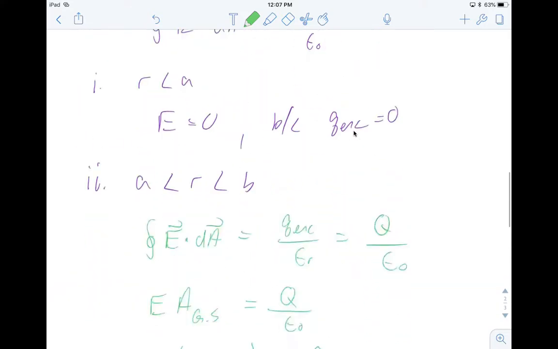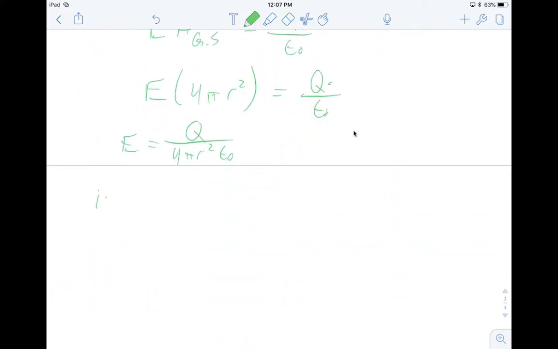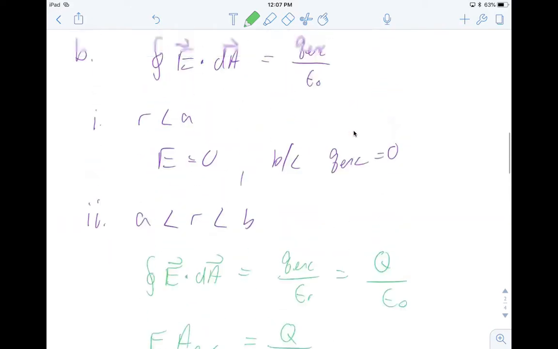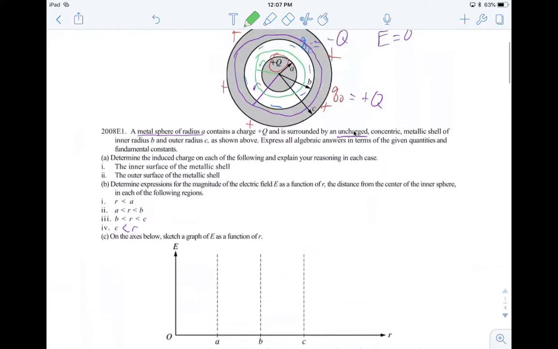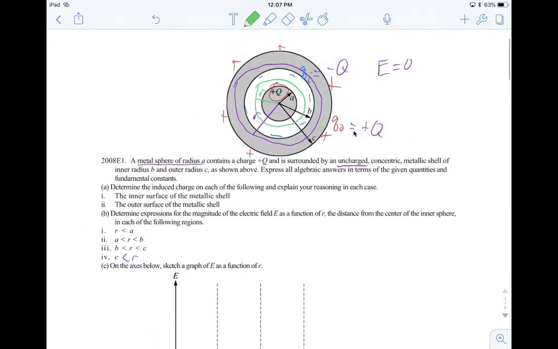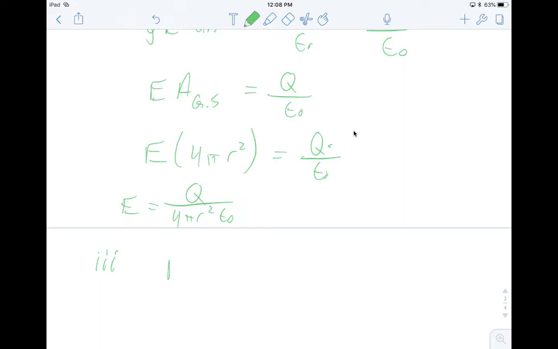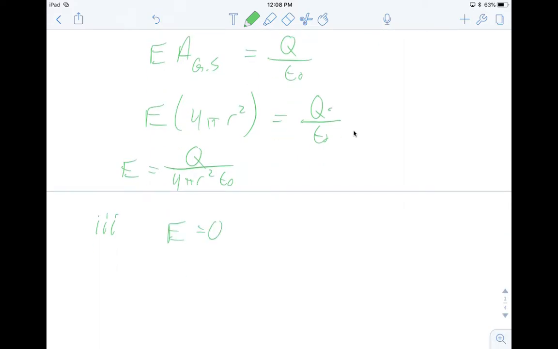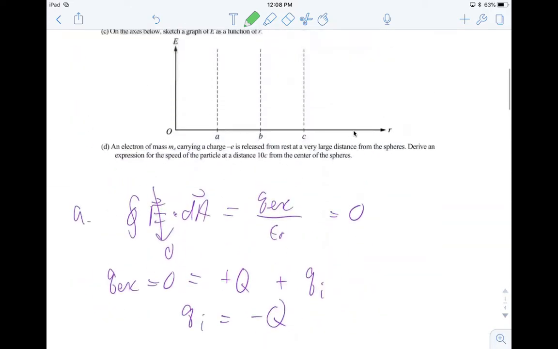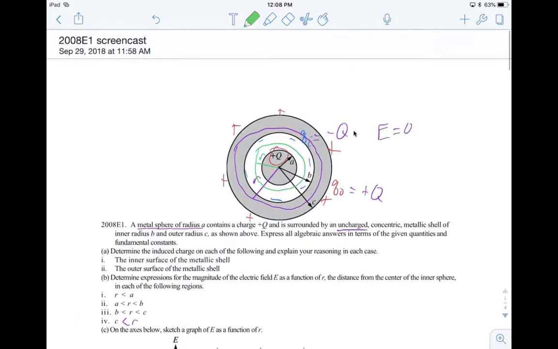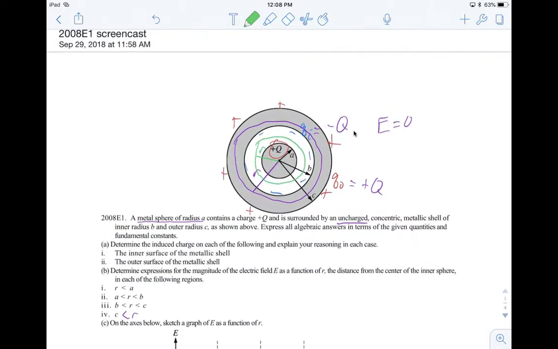Okay, part 3. Part 3 is when the radius is in between B and C. We already said something about that. We said the electric field was 0 because it's inside a conductor. So no work needs to be done here. Electric field is 0. And then part 4 is when we want to know what the electric field is at a point R greater than C.